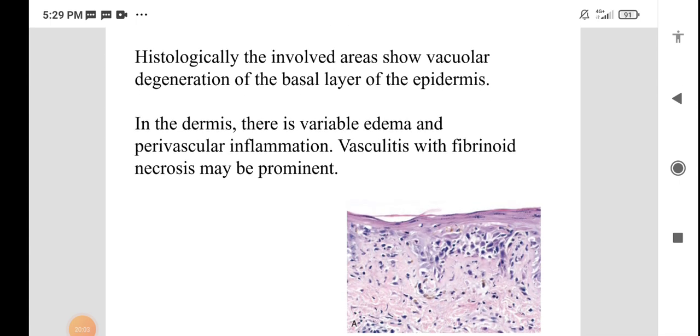Histologically, the involved areas show vacuolar degeneration of the basal layer of the epidermis. In the dermis, there is variable edema and perivascular inflammation. Vasculitis with fibrinoid necrosis may be prominent.